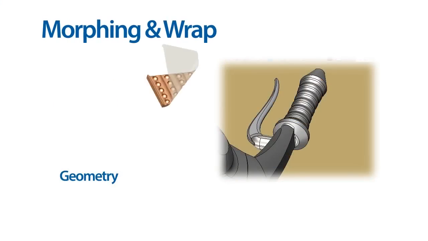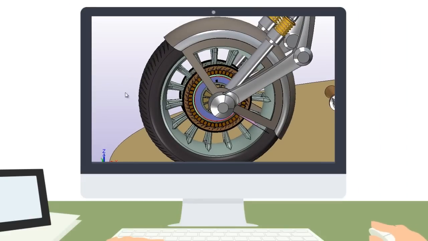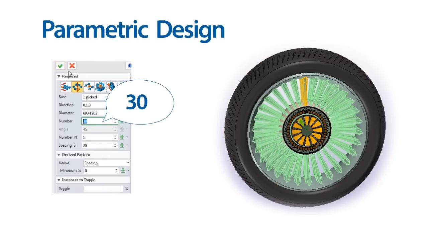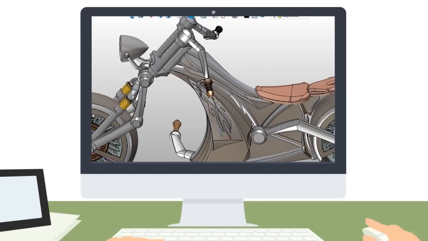Morphing and Wrap can create complex, detailed designs in a simple way. With Parametric Design, versatile designs can be quickly created with just a few figure changes. Powerful Translate and Inlay functions can easily convert a 2D image logo to 3D geometry.